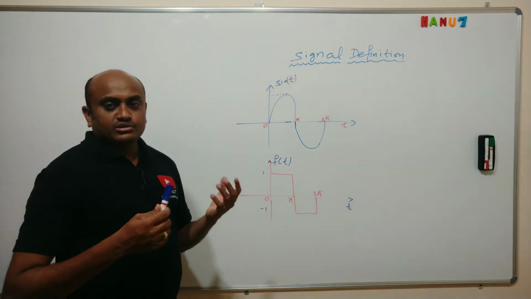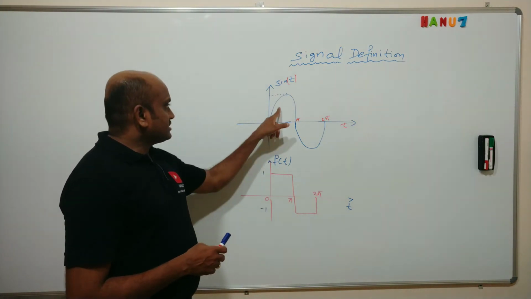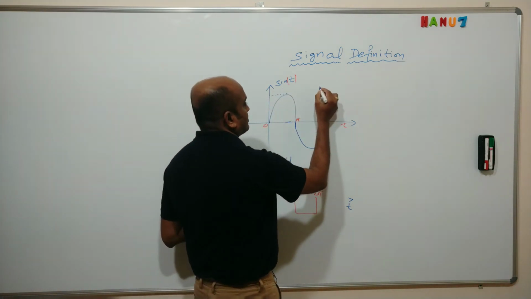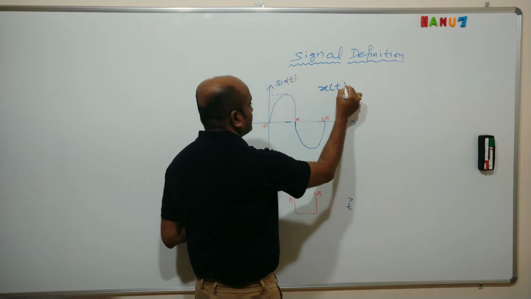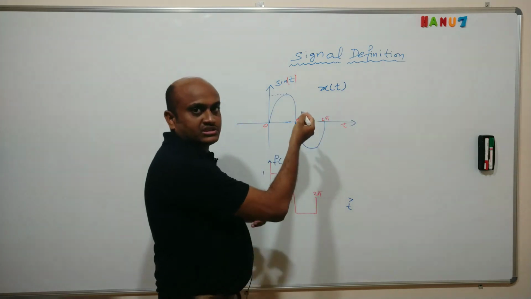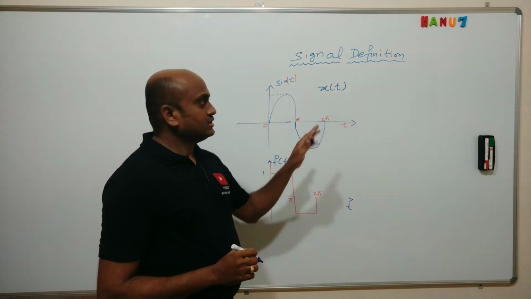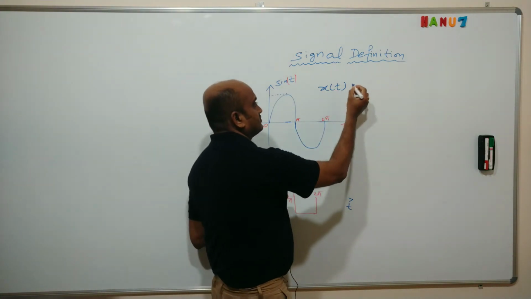What I want to tell you here is, this is an example of a sine wave. So I can write directly like this: x of t. I can give a name to the signal. So I am introducing you to this concept called notation of a signal. Signal notation: x of t is equal to sine t.